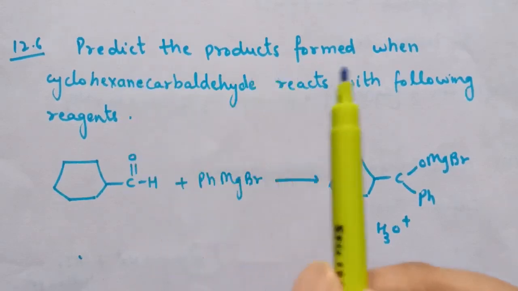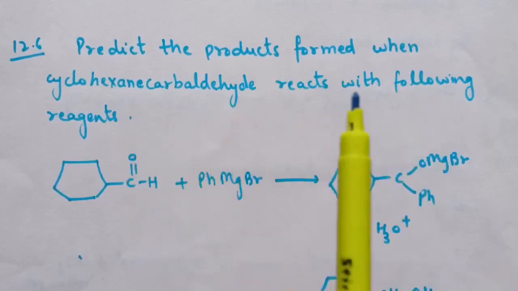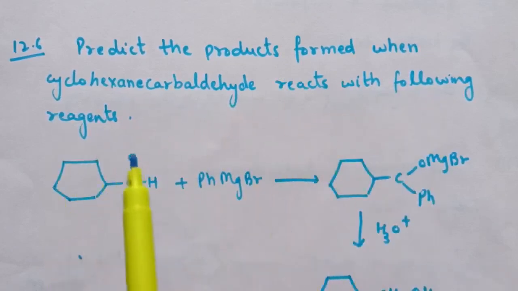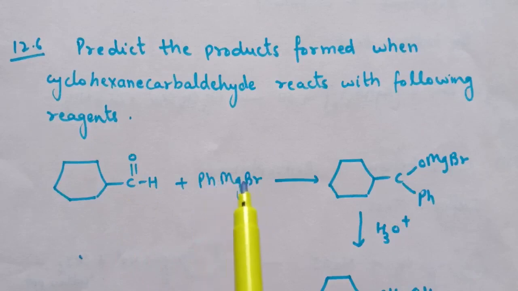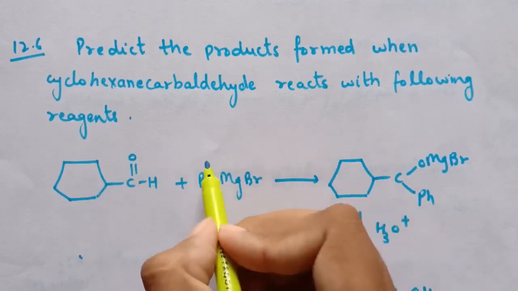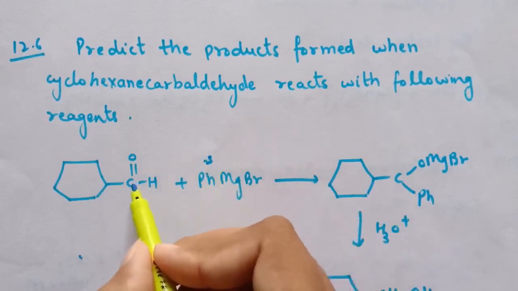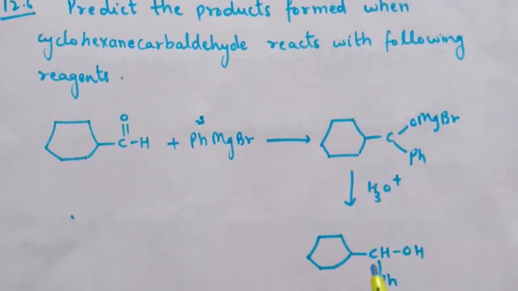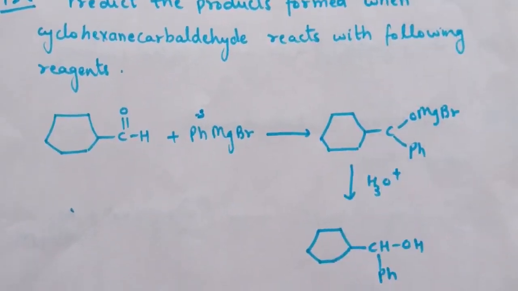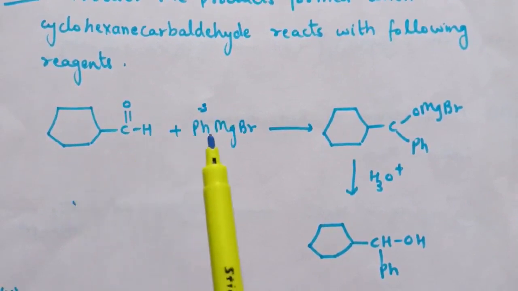First is, predict the products formed when cyclohexane carbaldehyde reacts with the following reagents. So this is the structure of cyclohexane carbaldehyde. Reaction of cyclohexane carbaldehyde with phenyl magnesium bromide followed by hydrolysis. So this is the reaction of a carbonyl compound with a Grignard reagent. This R negative will attack on this carbonyl carbon and this adduct is formed. Hydrolysis of this adduct results in the formation of this alcohol.